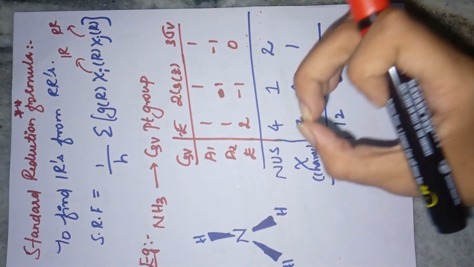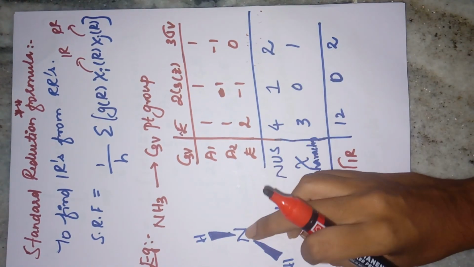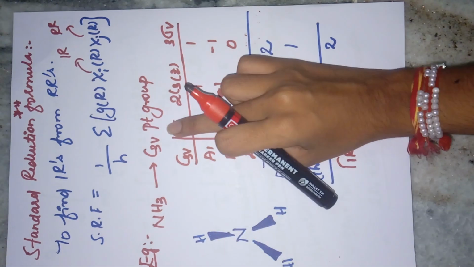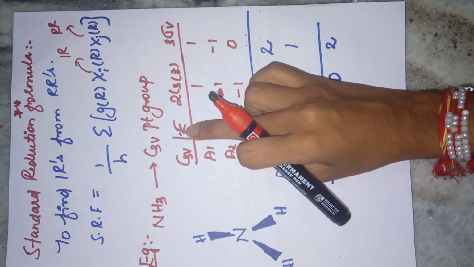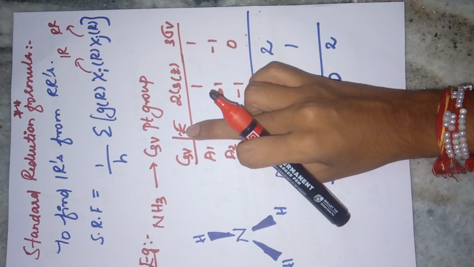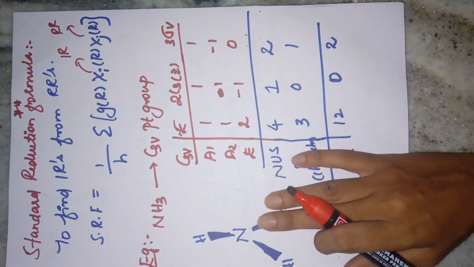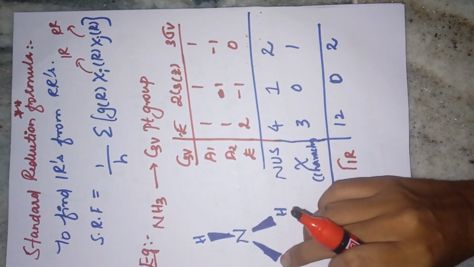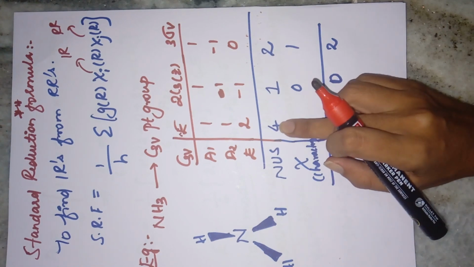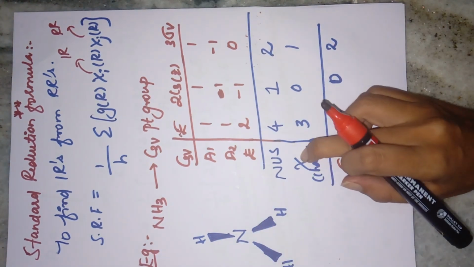First calculate the number of unshifted atoms. See how many atoms there are: 1, 2, 3, 4. E is nothing but doing nothing or rotating 360 degrees. So the resultant will be the same molecule. There is no shift in the atoms' positions. So the number of unshifted atoms is 4 for the NH3 molecule over here.